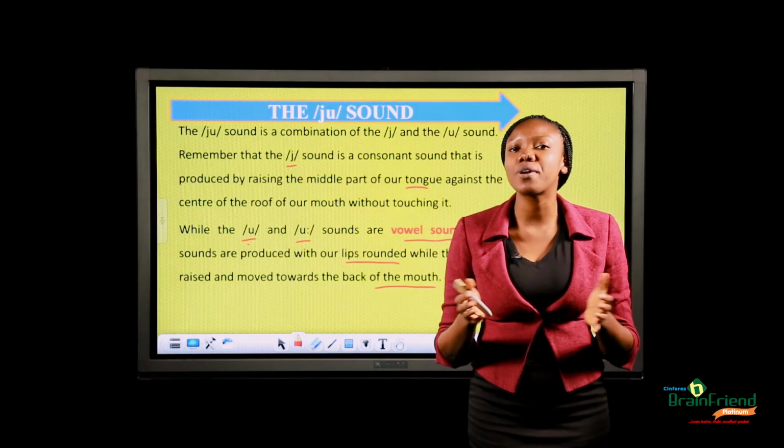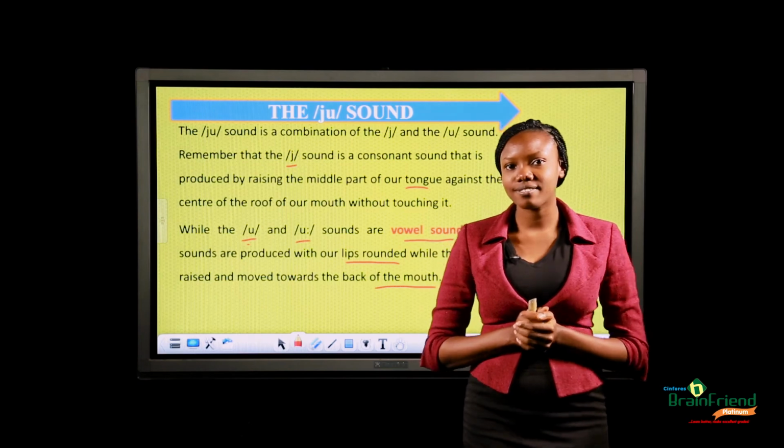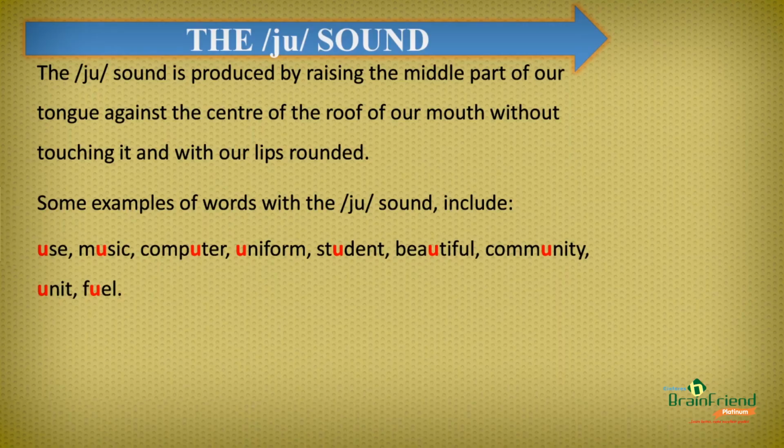Now let's see how we can pronounce these sounds together. The ju sound is produced by raising the middle part of our tongue against the center of the roof of our mouth without touching it and with our lips rounded. Let's take a look at some examples. We have use, music, computer, uniform, student, beautiful, community, unit, and few.